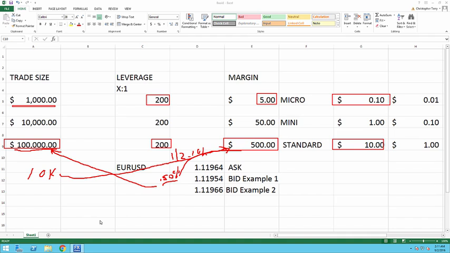On the flip side of the coin, there is risk in the markets and you can lose your money. So trade wisely and use the wise leverage. But that's how you use and understand margin, leverage, trade size, and how pips and pipettes are calculated.